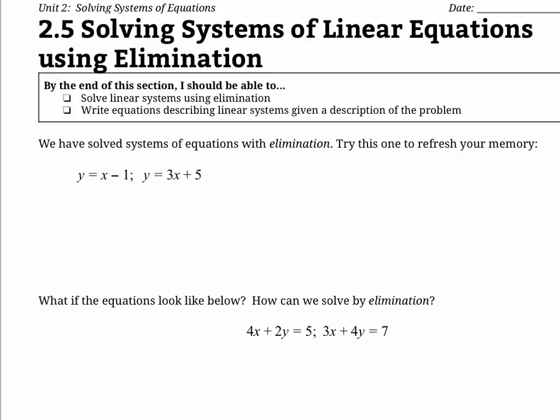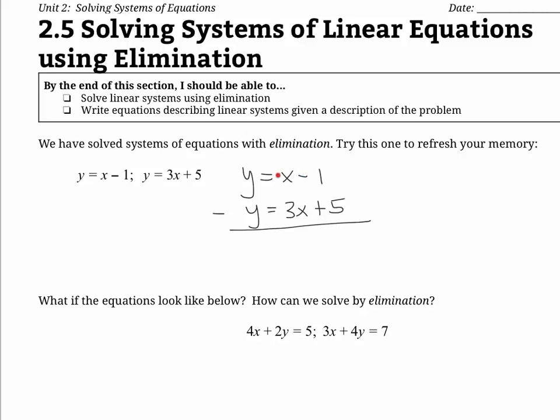So we know we could solve this with substitution by just setting these two equations equal to each other because we have a y isolated. And we've also solved by elimination where we pile one of the equations on top of each other. So if I put y equals x minus 1 on top of y equals 3x plus 5, and then if I choose to subtract it, then one of the variables will be eliminated.